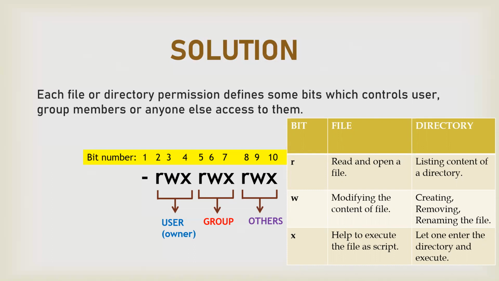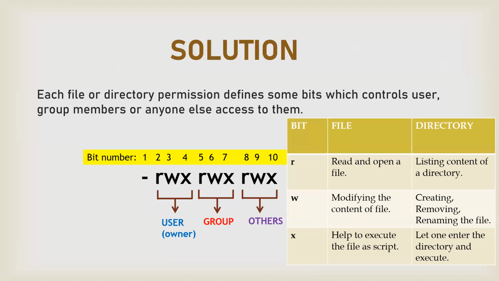Now, let's go with the W bit. If the W bit is set for a file, that means you can modify the content of the file. But for a directory, you can create, remove, or perform other file-related operations on files inside the directory.